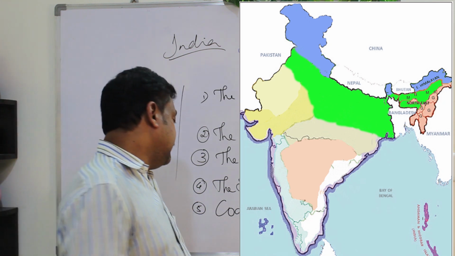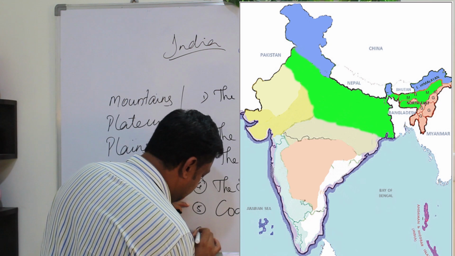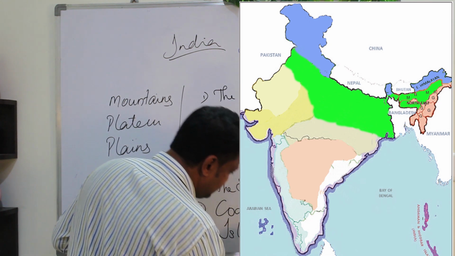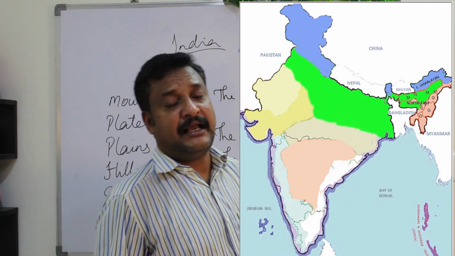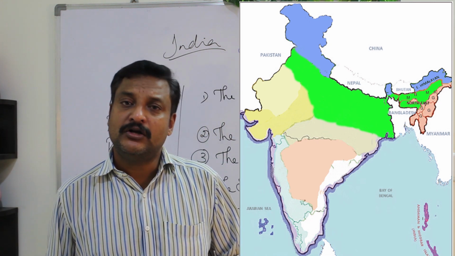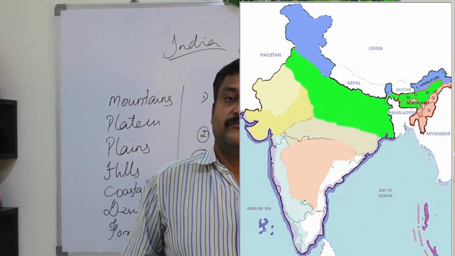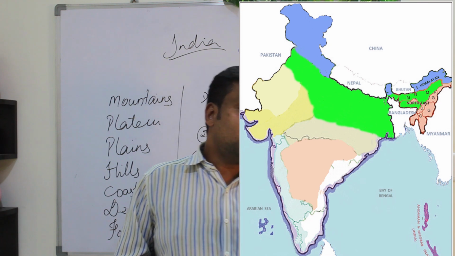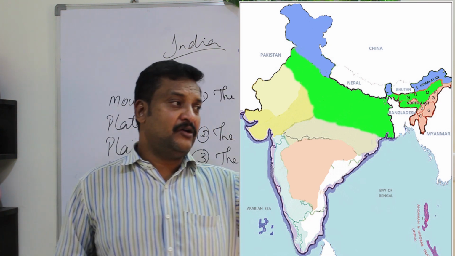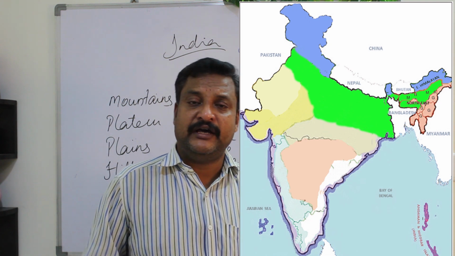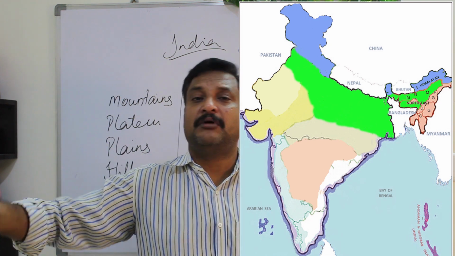And then the last we have is islands. So what do we mean by an island? An island is a land area which is covered by water on all four sides. And we have two island groups. In the Bay of Bengal, we have the Andaman and Nicobar island groups.